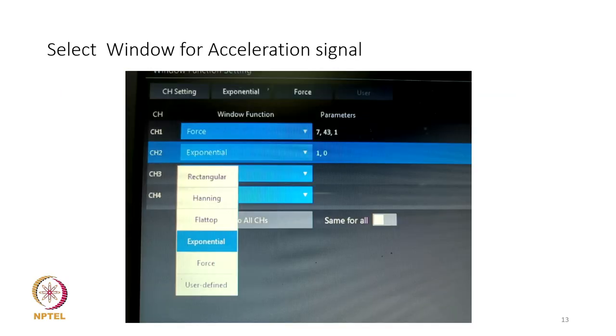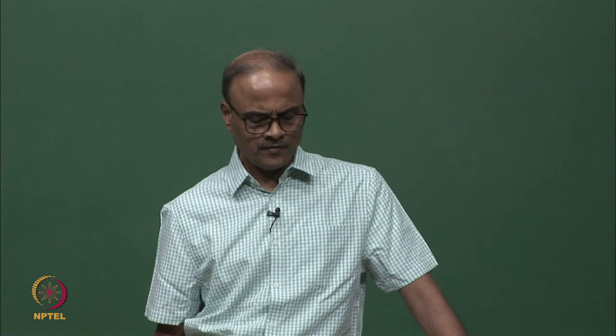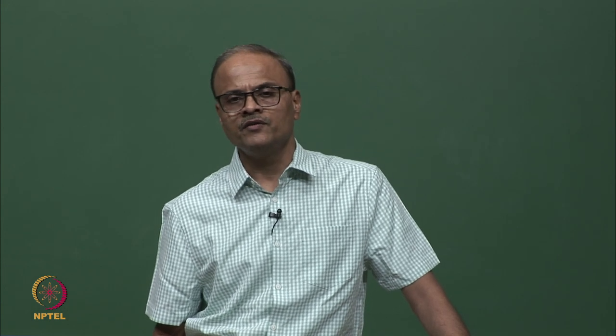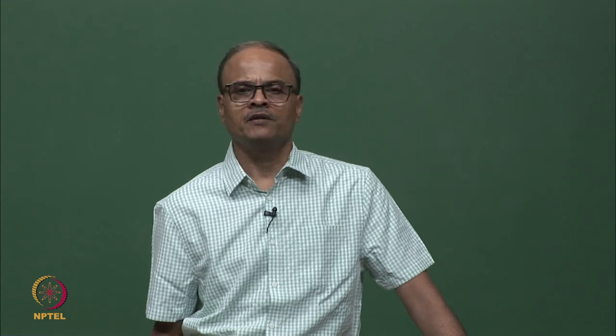Now we decide the window setting for the acceleration signal. So we go to channel 2 and choose the window. In this case, because the acceleration signal is of decaying nature, an exponential window would be appropriate, and that is what we have chosen. The rectangular window option means that there is effectively no window. So if we do not want any window, then we can just use the rectangular window, which means no window is applied. Whatever signal is coming in, the same signal is recorded.